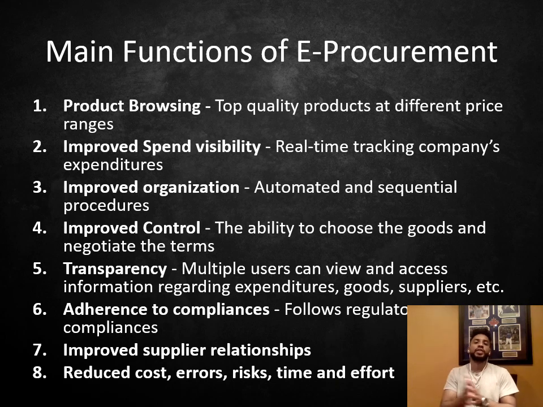Okay. So adherence to compliances, follow regulations and compliances, improve supplier relationships. It's more transparent, so you know what's happening between you and your supplier all the time. So you always know if there's any issue, you always know. And then again, the main stuff, right? Reduce cost, errors, risks, time, and effort. That's the main functions of eProcurement, which is also known as purchasing online.